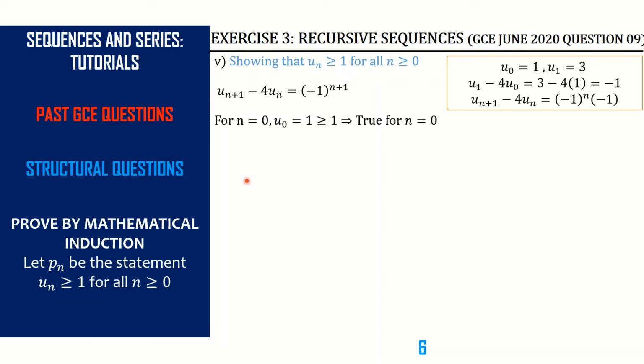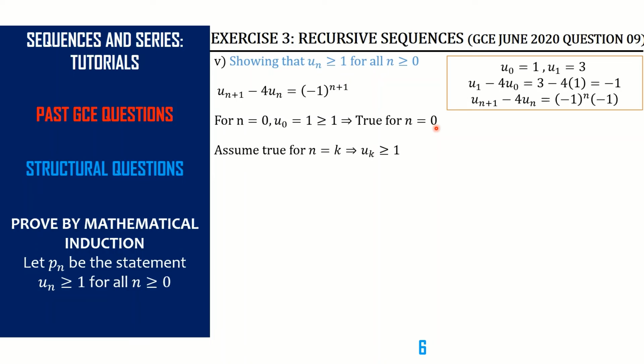So we begin by verifying if the statement p0 is true. For the very first value of n, that is n equal to 0, because here n is greater than or equal to 0, my statement p0 should be that u0 is greater than or equal to 1. Originally we have our u0 as 1, and we are proving that u of n is greater than or equal to 1. Our u0 is 1, and since 1 is greater than or equal to 1, it means that u0 is greater than or equal to 1. So it is true for n equal to 0.